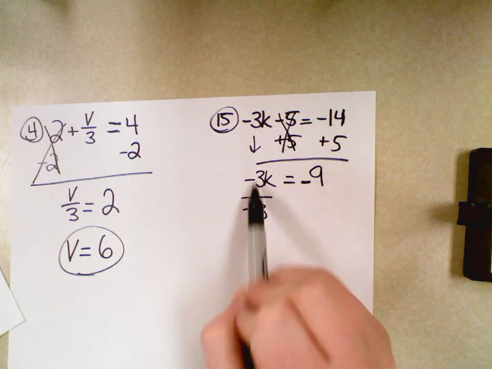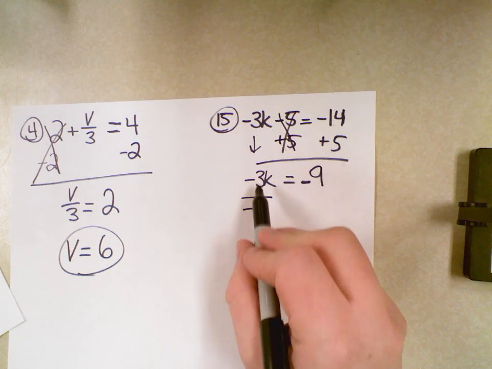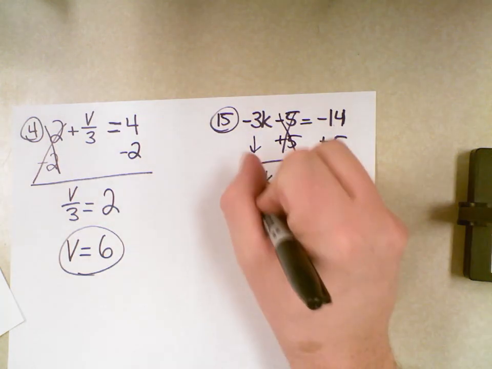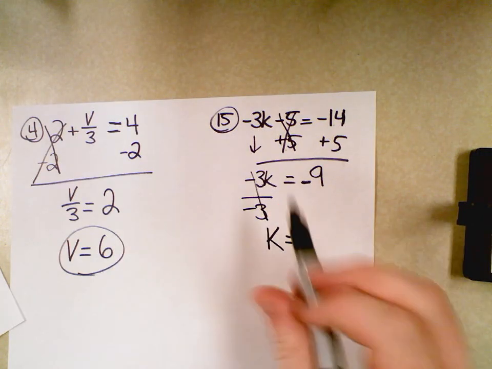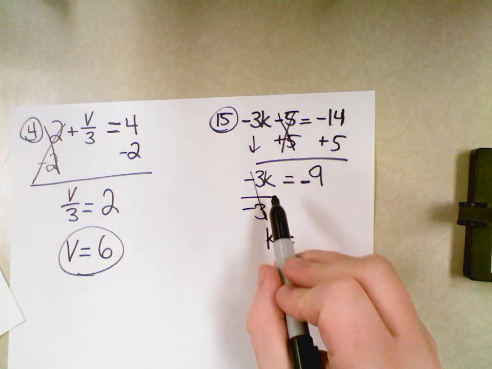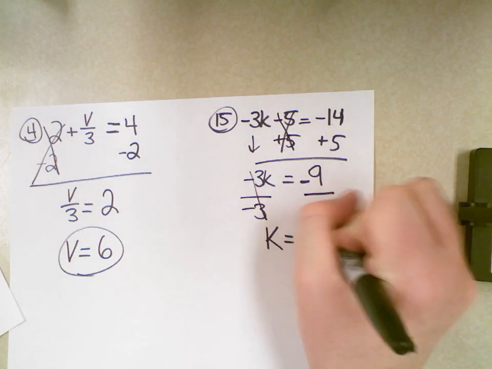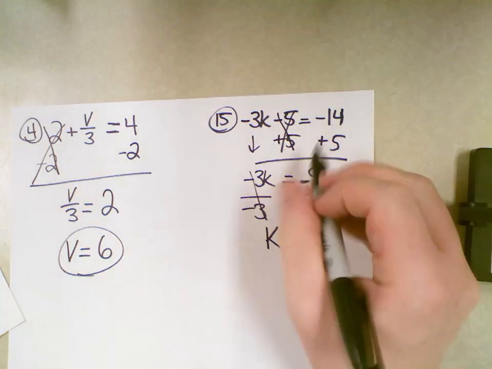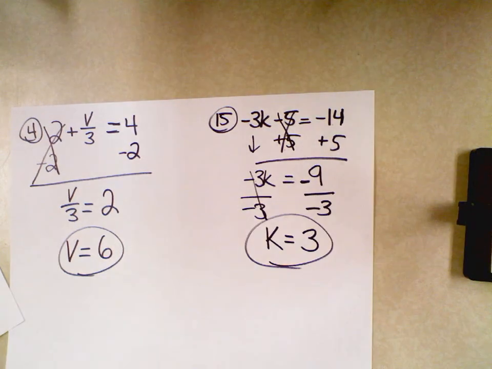Down here, I'm going to keep these negatives here and do my math. So 3 and 3 I could cross out, bring the k down, equals, okay? And if k is being multiplied, I need to divide by negative 3. In total, when I do my math, I will have k equals a positive 3.